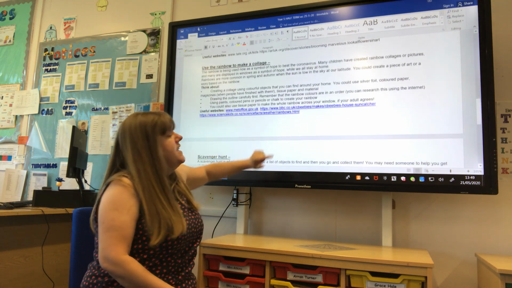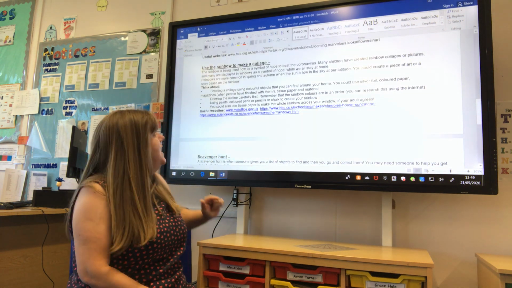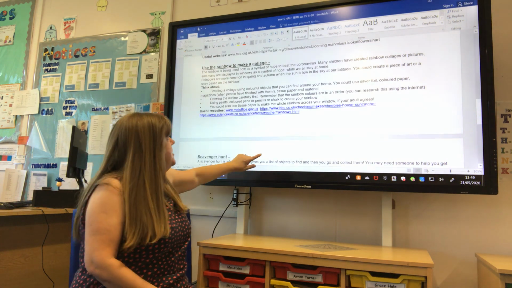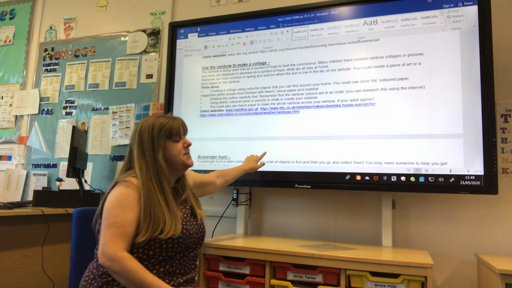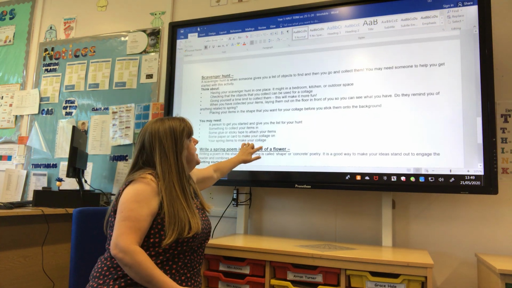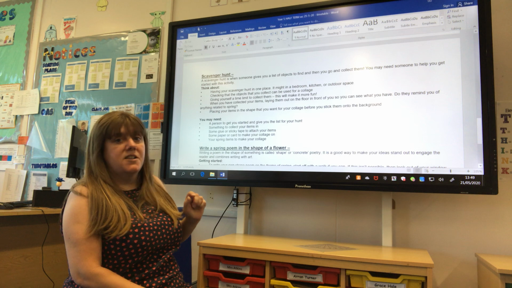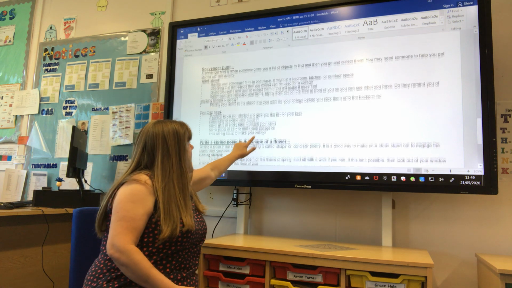Then there is a collage piece of work to have a go at, using the rainbow to make a collage. There are some links here for the internet to have a look at to help you get some inspiration or extra information. That's your scavenger hunt as well to have a look at.